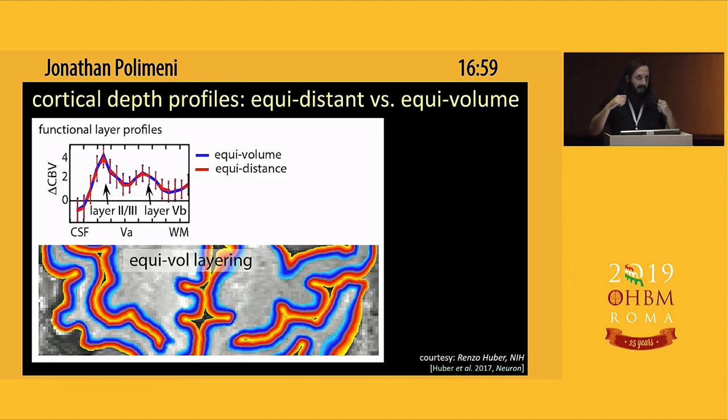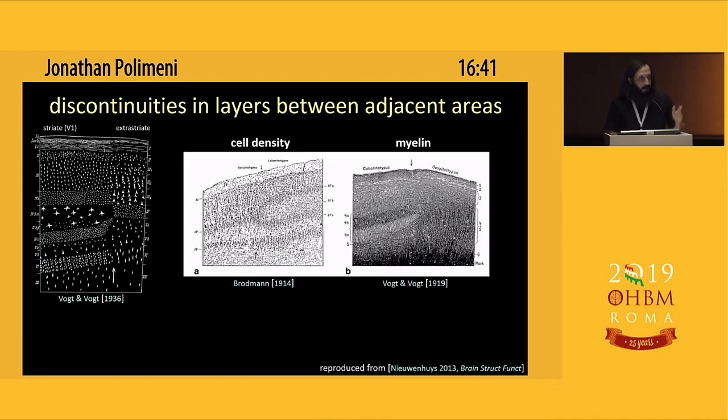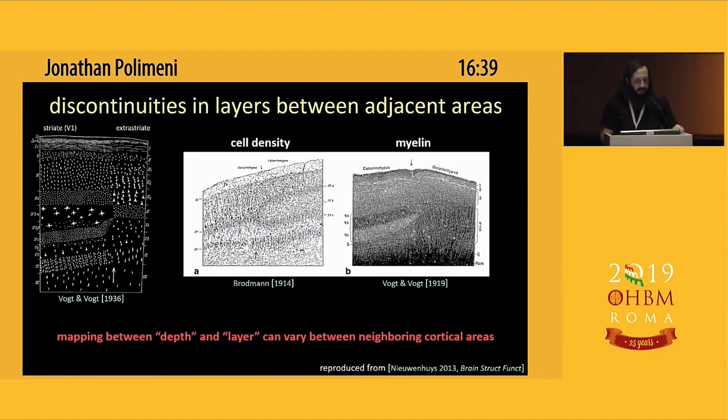However, we do expect that as we go to smaller and smaller voxel sizes, the equivolume approach will perform better. There are other complications in terms of estimating the positions of the layers. We know that there can be discontinuities in layers between adjacent cortical areas. The layer positions really jump around a lot across the cortex. You can see even between V1 and V2, in the cell density and in the myelin, that the mapping between cortical depth and cortical layer can vary a lot between neighboring cortical areas.